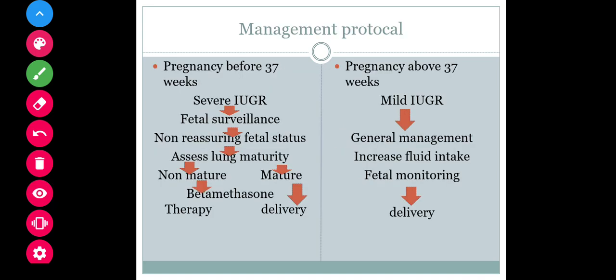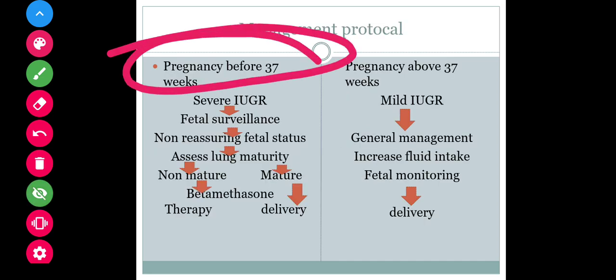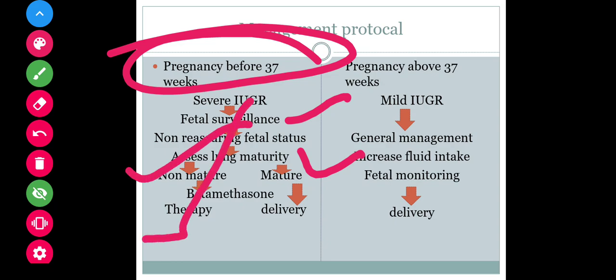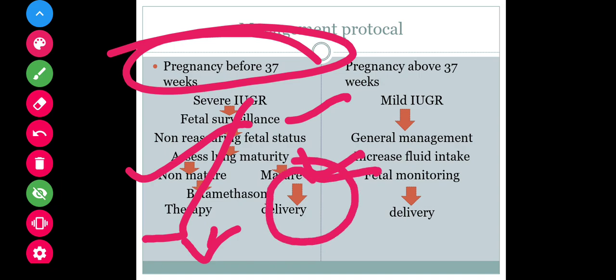And let's see the management protocol in a schematic way. Pregnancy before 37th week: if severe IUGR, check fetal surveillance. If non-reassuring fetal status, assess for lung maturity. If not mature, go for betamethasone therapy, then go for delivery. If mature, then directly go for delivery.